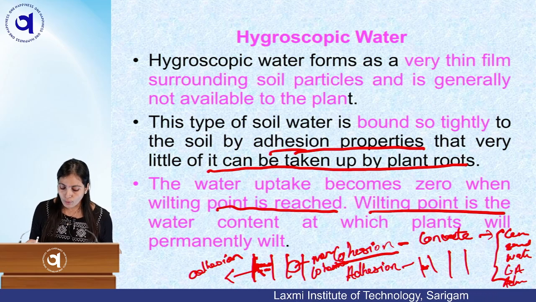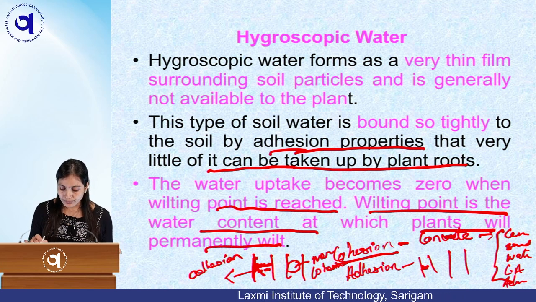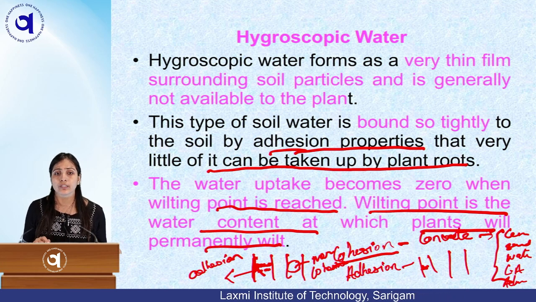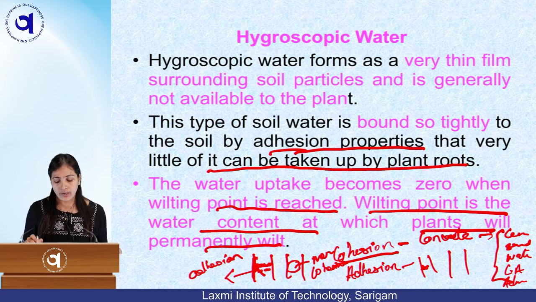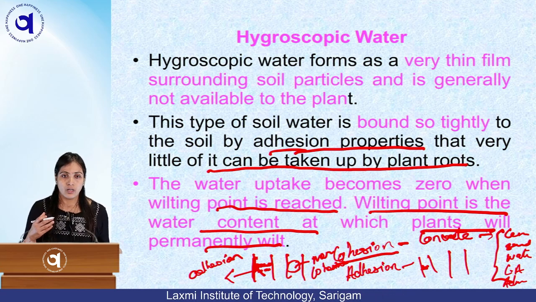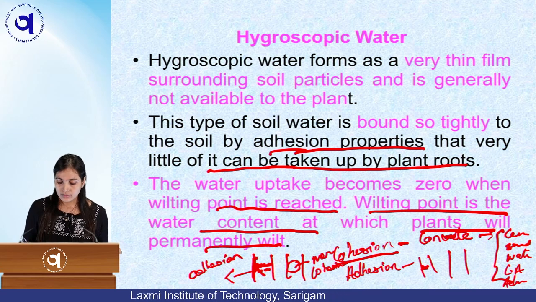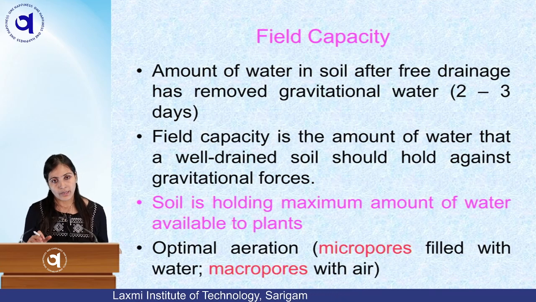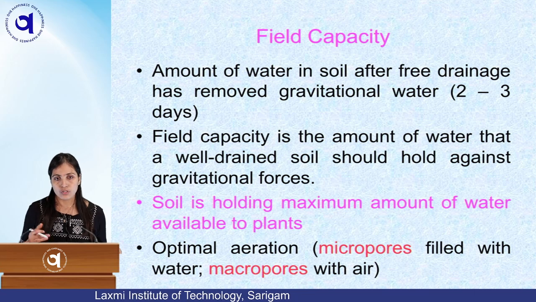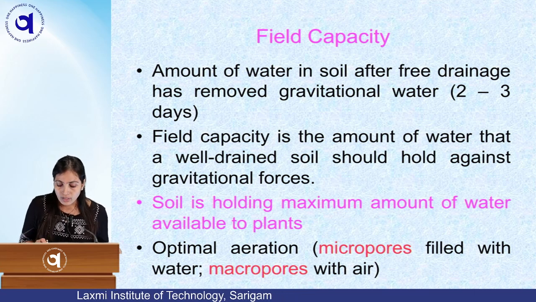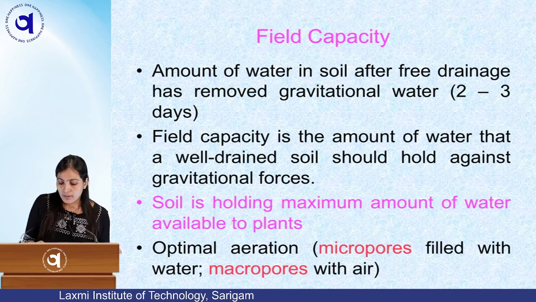So the wilting point is the water content at which the plant will permanently wilt. So the wilting point is the condition where the plant will not utilize water from the soil and it will permanently dry, means it will die. Your plant is going to die because of the absence of water. Now this is very important in terms of irrigation.